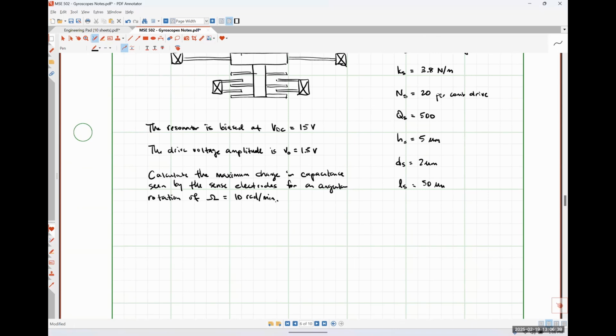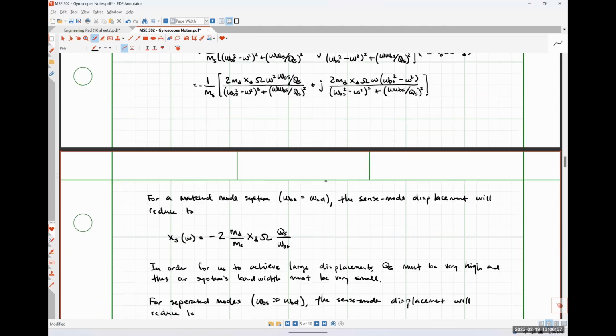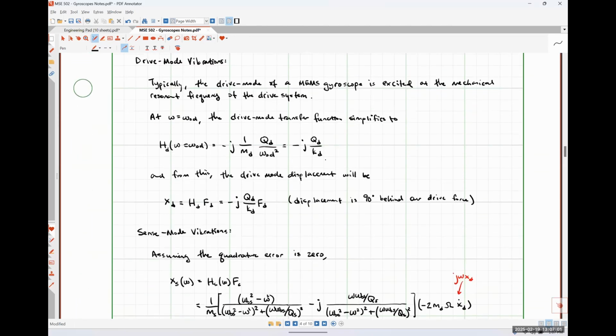Okay, so lots of things going on here because this is a big system and it's going to be incorporating lots of the different things that we have talked about. So if we go back, we need to approach this step by step, right? In order for us to figure out what is going on with the sense mode, we need to figure out what is going on with our drive mode system, okay?